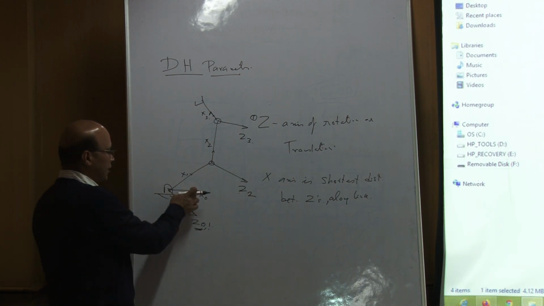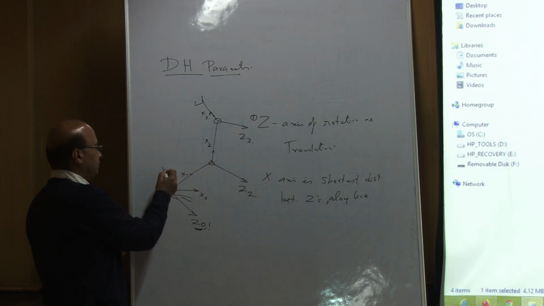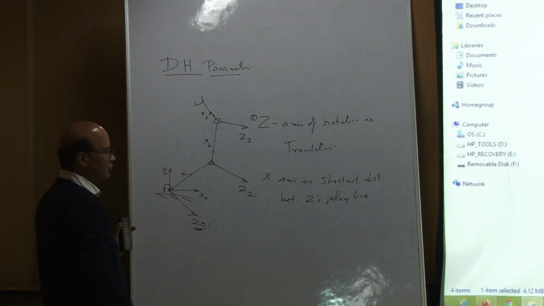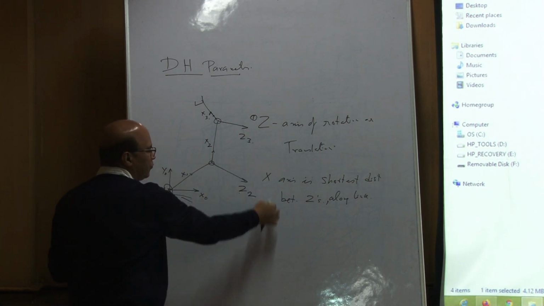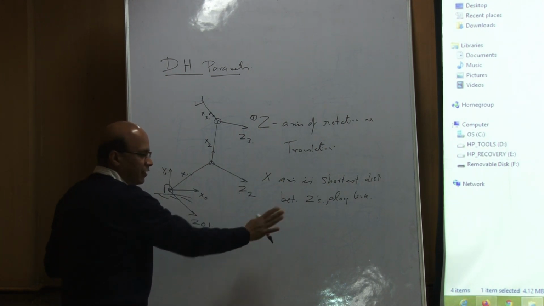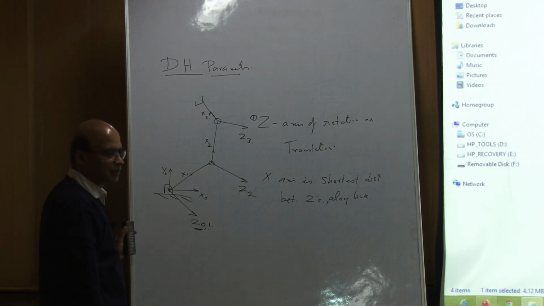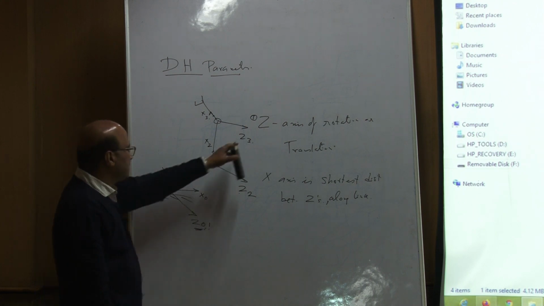Why? Because the moment you put x and z, as per the right hand rule, the y-axis is fixed now. So the moment you fix z and you fix x, y is not independent anymore. So we don't require it. You don't need to put y. Okay. So we have put our z-axis and our x-axis.